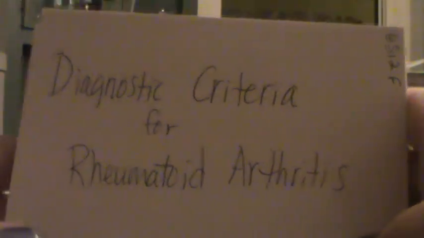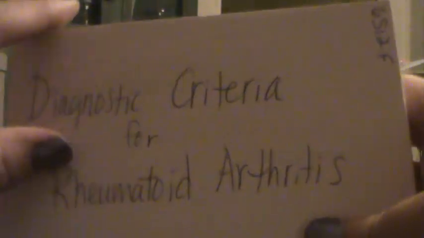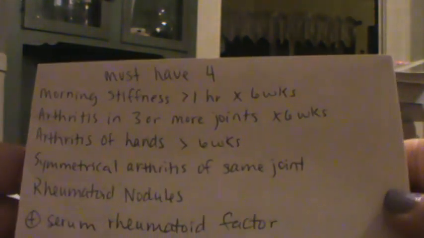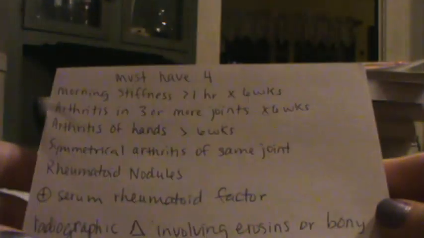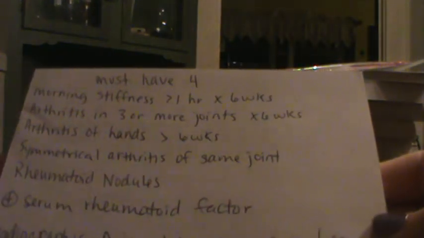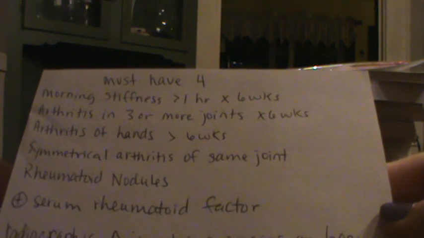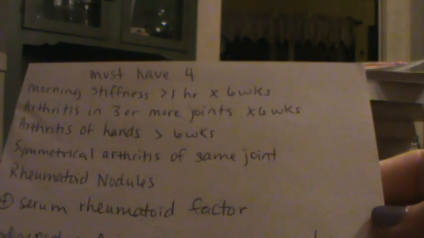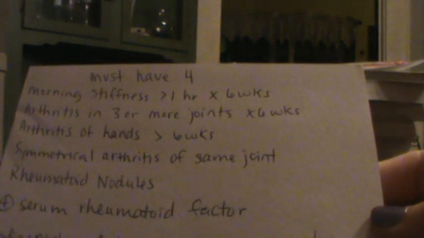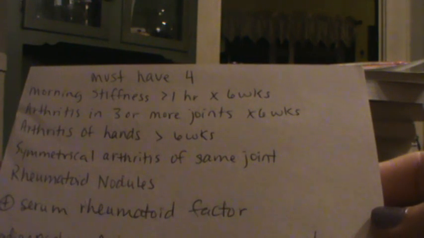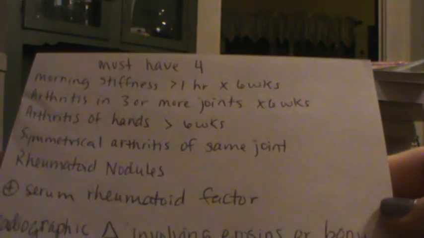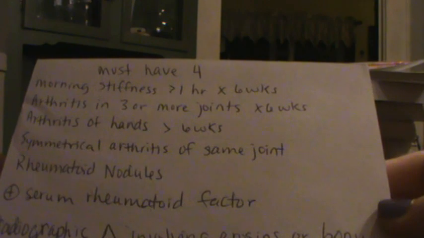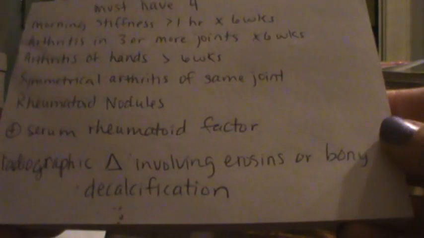What are some diagnostic criteria for rheumatoid arthritis? They must have 4 of the following. Morning stiffness greater than 1 hour for more than 6 weeks. Arthritis in 3 or more joints for more than 6 weeks. Arthritis of the hands for more than 6 weeks. Symmetrical arthritis of the same joint. Rheumatoid nodules or positive serum rheumatoid factor, or radiographic changes involving erosions or bony decalcifications.